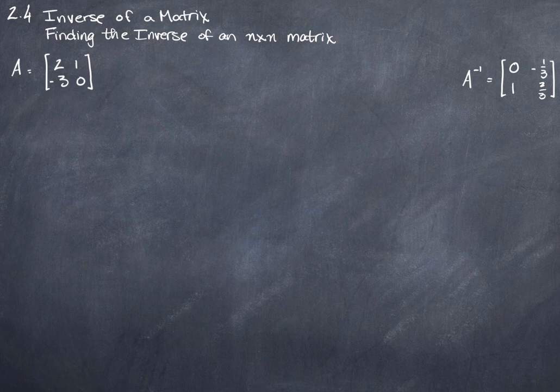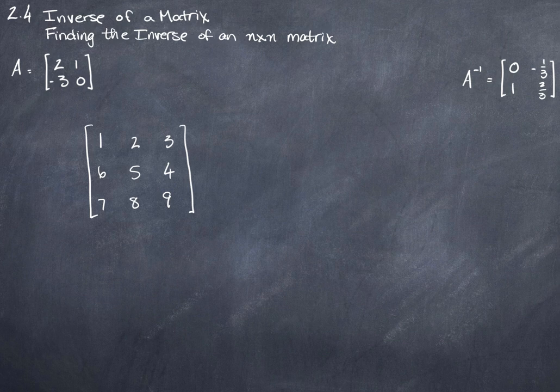Okay, now we've learned how to find the inverse of a 2 by 2 matrix, and we've done that a couple of different ways. One was the so-called long version, where you take a matrix and you multiply it by another generic matrix, and you set that equal to the identity matrix.